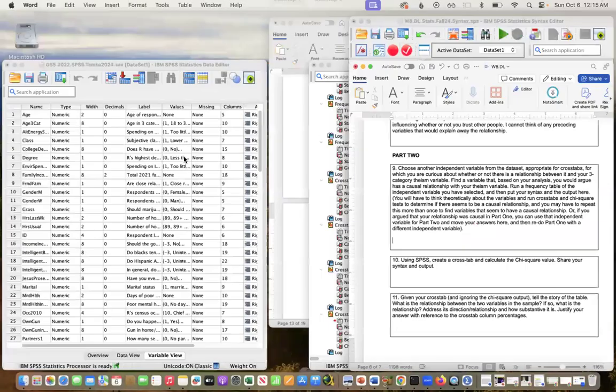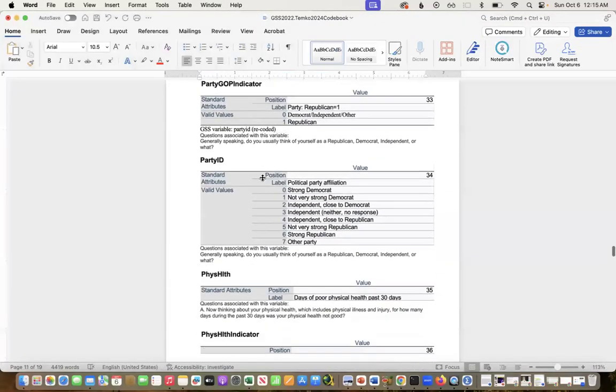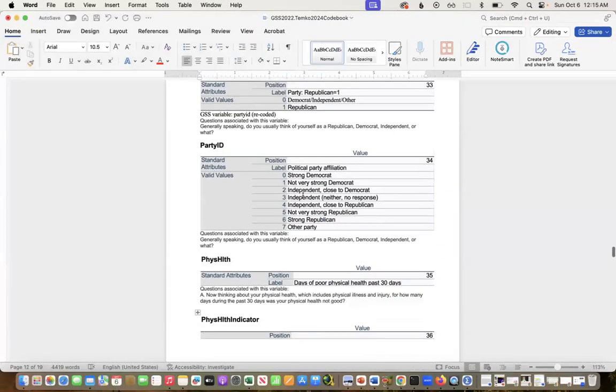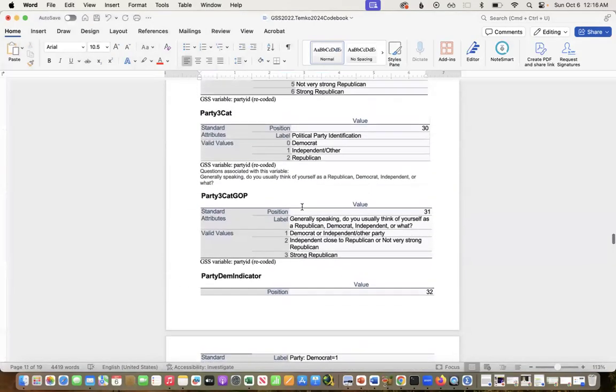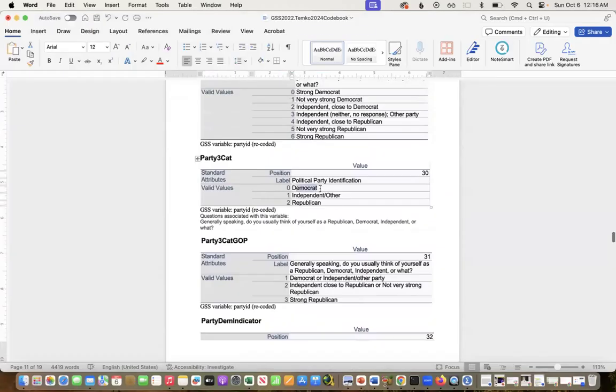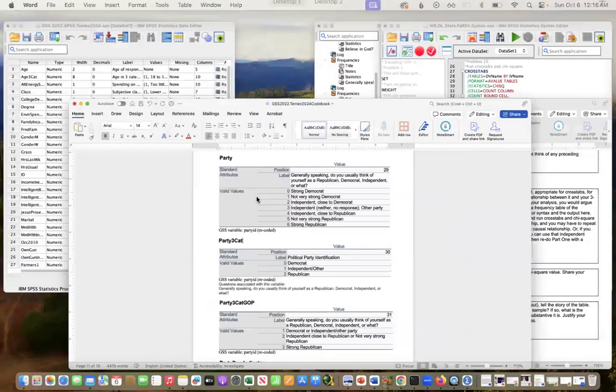So maybe political views would be something. Why don't we try party ID? Again, this is 8 categories. That's a lot to look at. I could do it, but I'd rather do one with fewer. Why don't we do this 3 category one? So Democrat, Independent, Other, Republican. Okay, so I'm going to do party 3 cat.